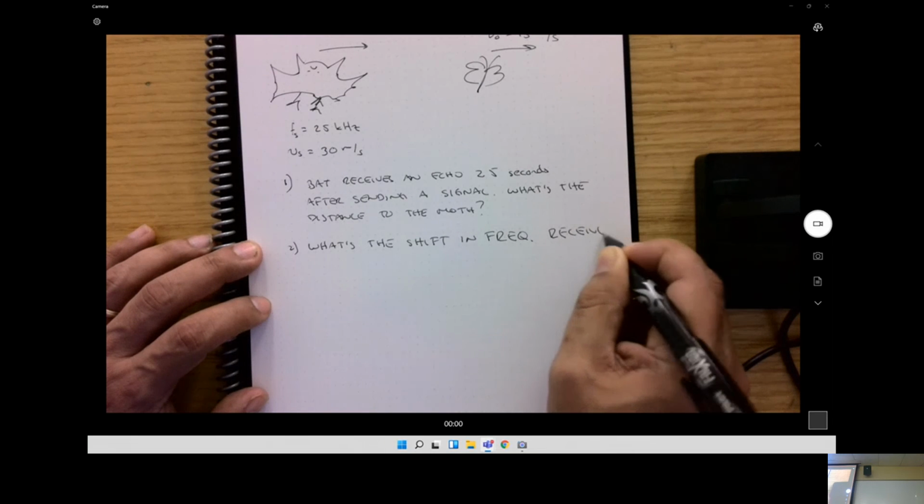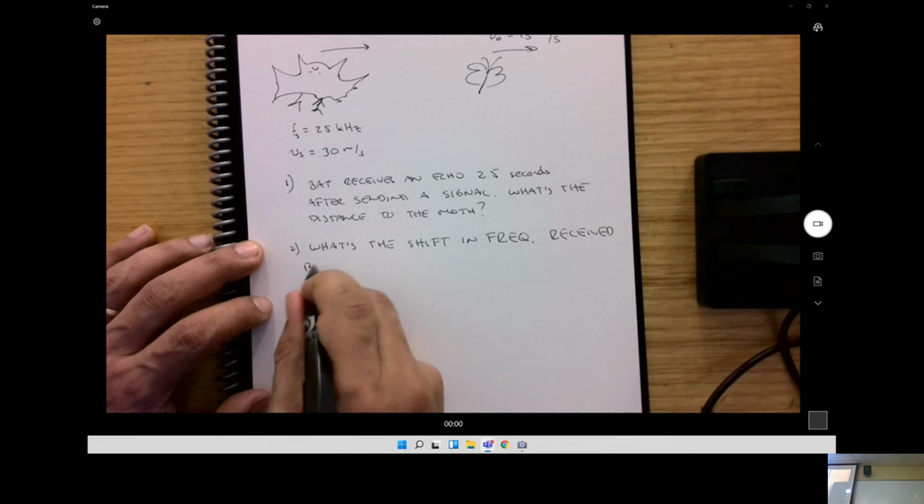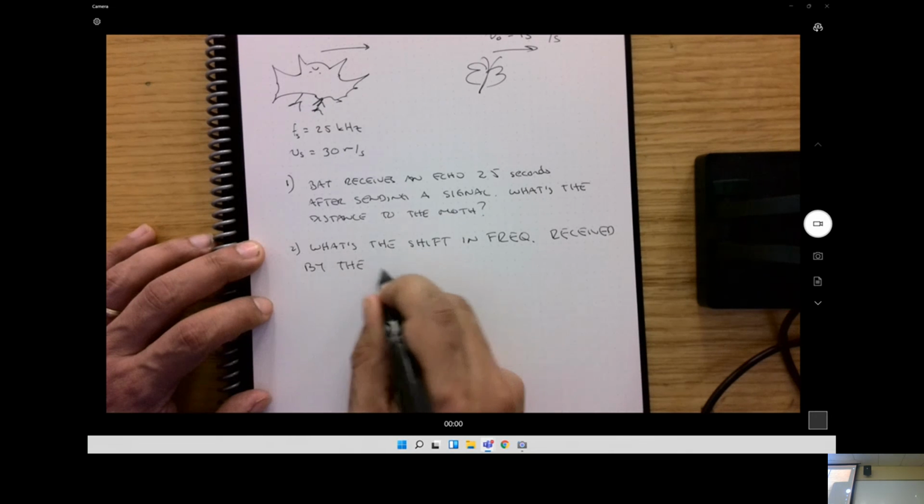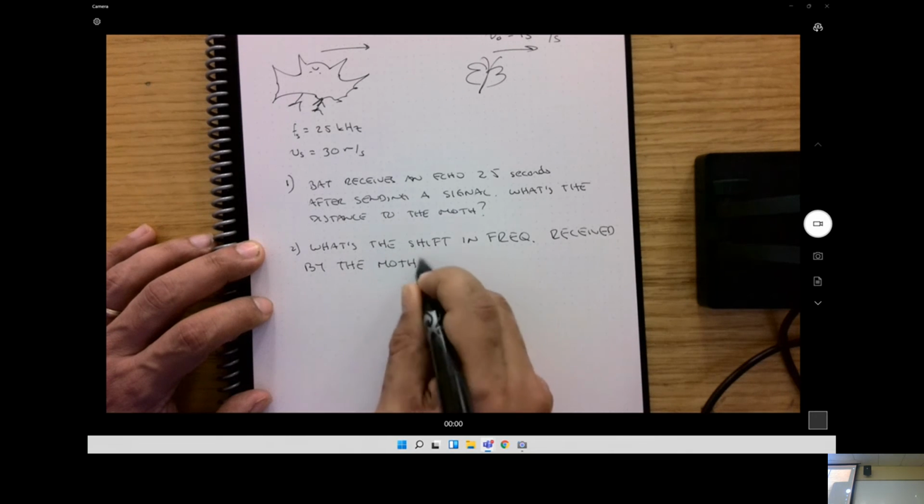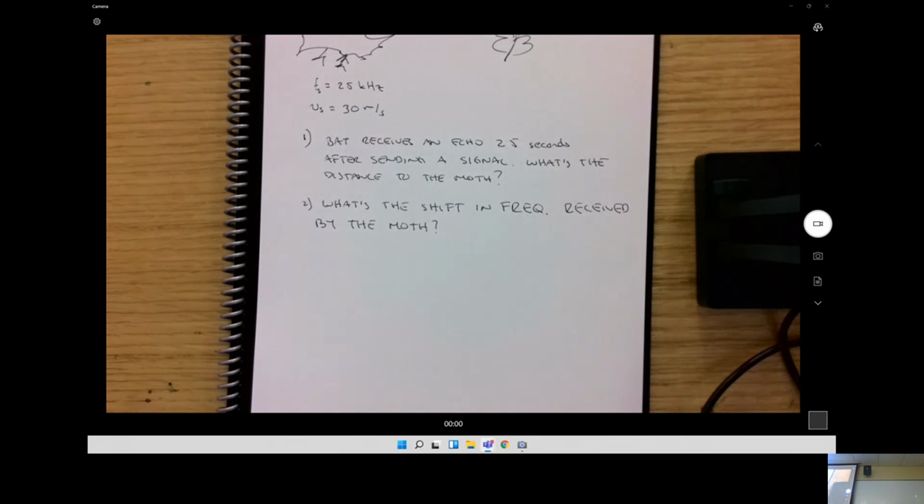received by the moth. Okay, give it a try. Try to solve those two.